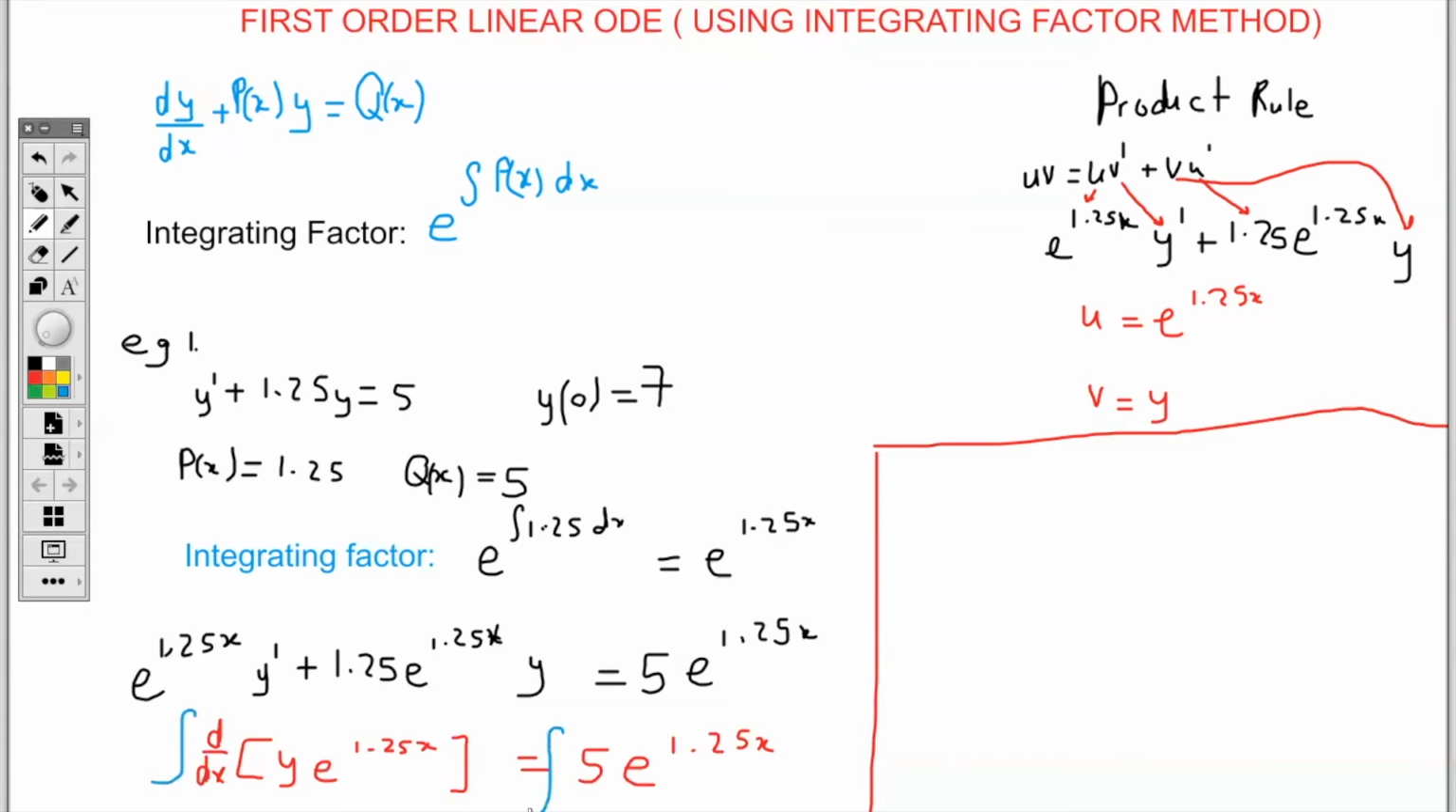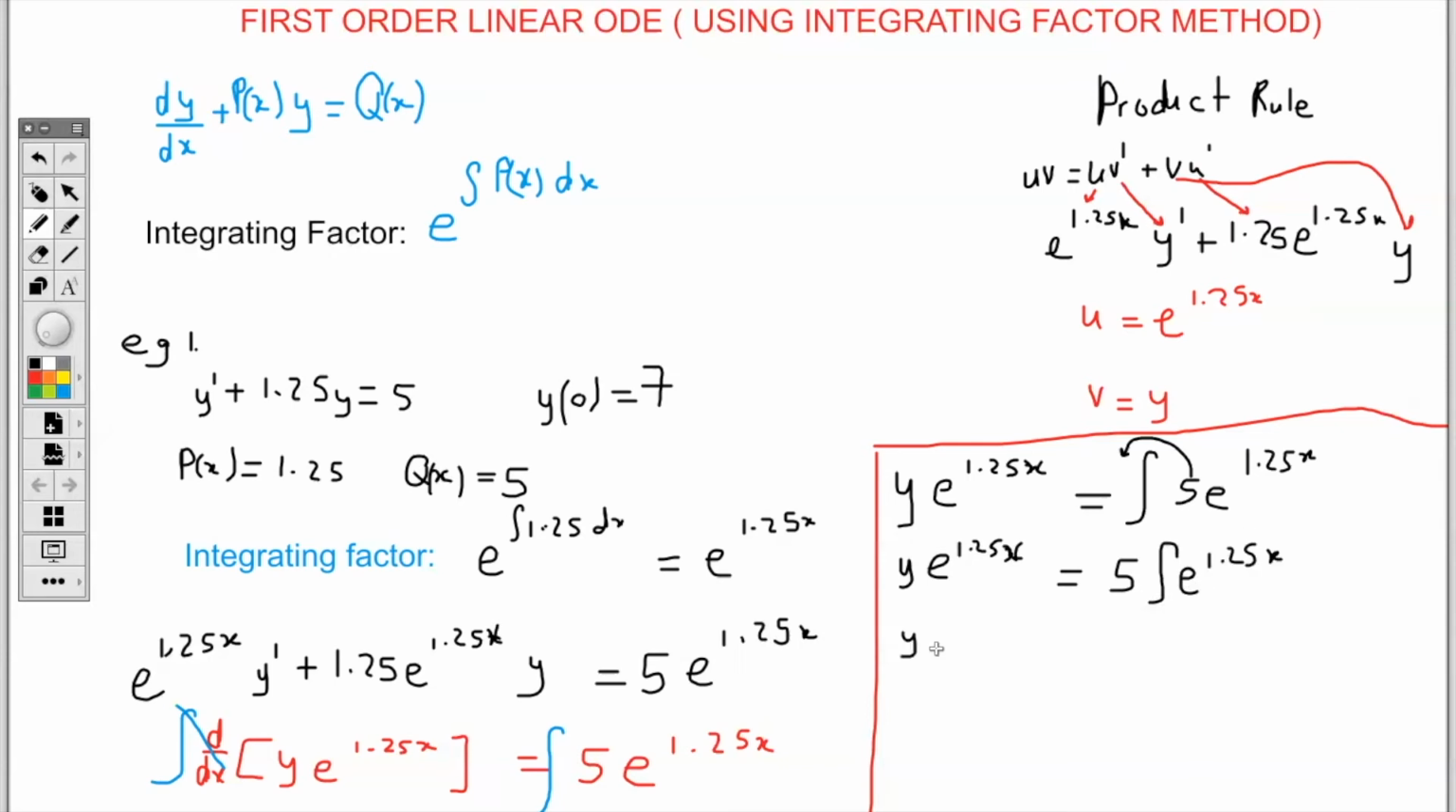Now I'm going to integrate both sides to get rid of the d dx. So what I'm left with is just y times e to the 1.25x is equal to the integral of 5e to the 1.25x. Now I'm going to factor out the 5. So we can always factor out a constant. So what do we have? y e to the 1.25x is equal to 5 times the integral of e to the 1.25x.